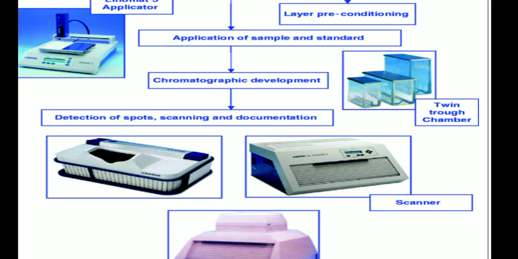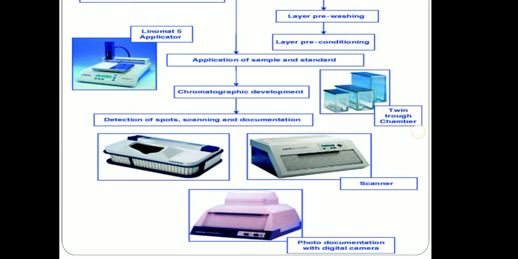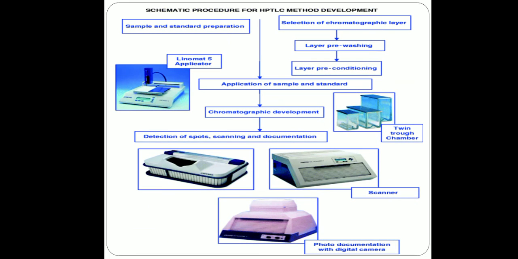That is, spots are detected, scanned and documented. Detection of spots, then scanner and documentation with digital camera. These are the various steps or schematic diagram representing the procedure of HPTLC method development.